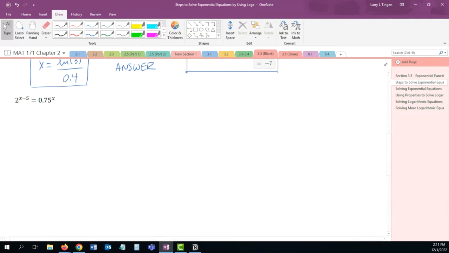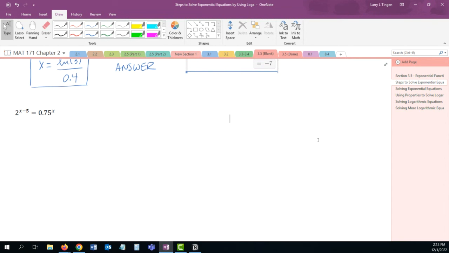All right. Last one, if you need to go, I understand. I will do this problem to its end, and then I will stop the video and get this up as well. I have 2 to the x minus 5 is equal to 0.75 raised to the x. Now I have 2 exponential expressions. I have an exponential expression on the left, 2 to the x minus 5, and I have an exponential expression on the right. Thanks, you two.